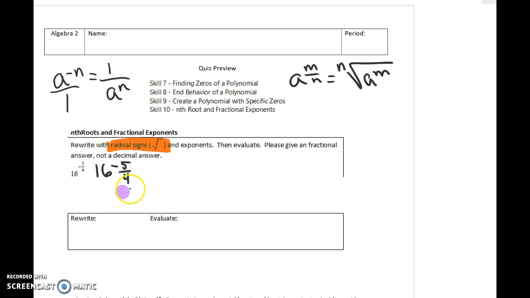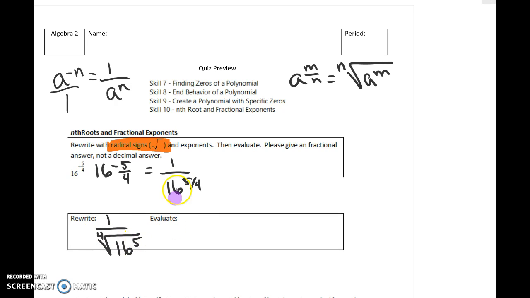So for the rewrite, first you need to rewrite it using positive exponents. So that would be 1 over 16 to the 5/4. And now we can apply this rule over here. So for the rewrite, you're going to have 1 over the 4th root of 16 to the 5th. The 5 goes with the 16, and the 4 is the root. That's all you have to do for the rewrite. You just have to know to flip it into the denominator, and you have to know what goes where.